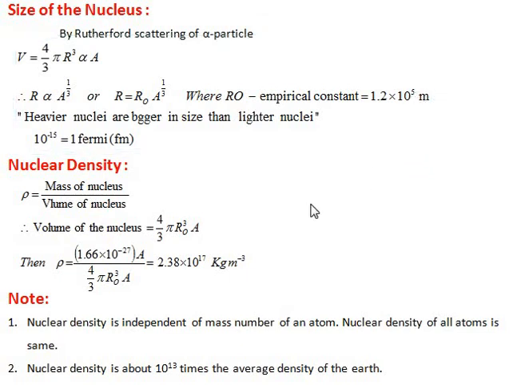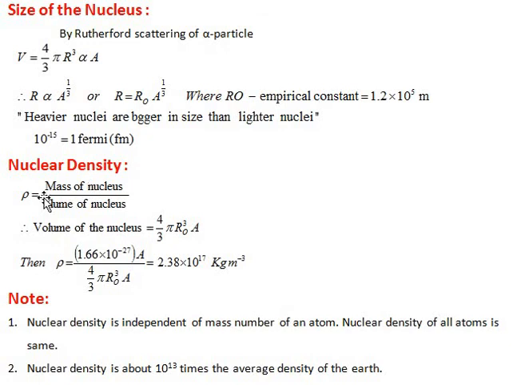Now, dear students, from this it shows that the size of the nucleus depends on the mass number, that is, the number of protons and neutrons. If the numbers are more, the size of the nucleus is also bigger. So heavier nuclei are bigger in size than lighter nuclei, and the size of the nucleus is measured in Fermi. 1 Fermi is equal to 10 raised to minus 15 meter. Okay, next property, nuclear density.